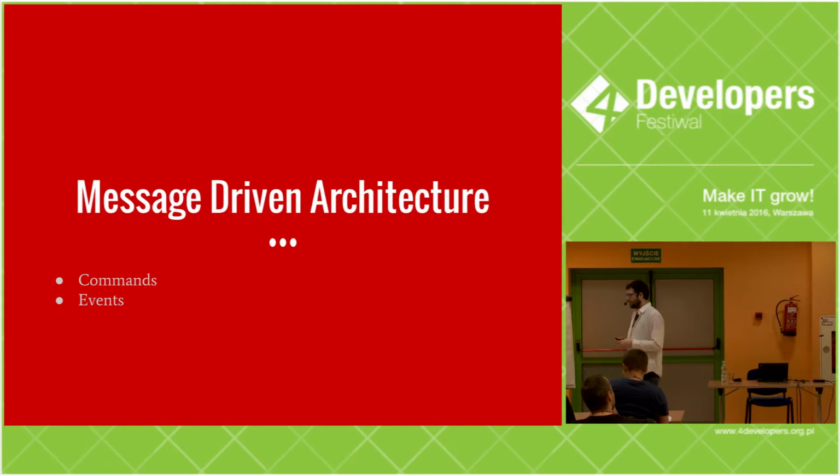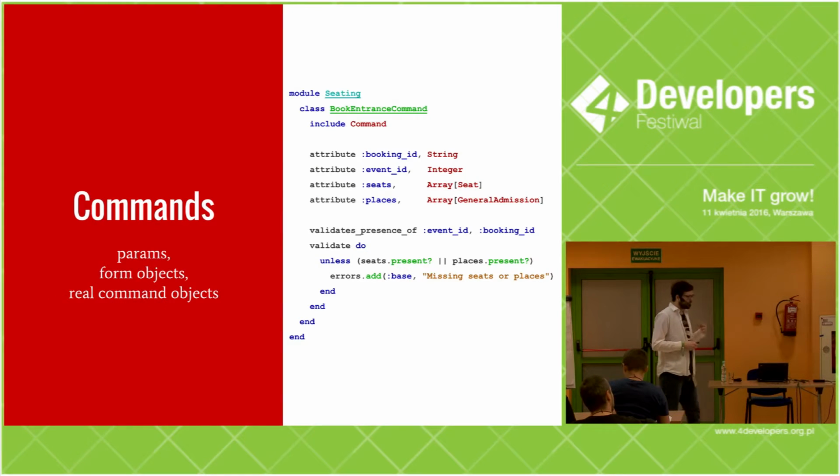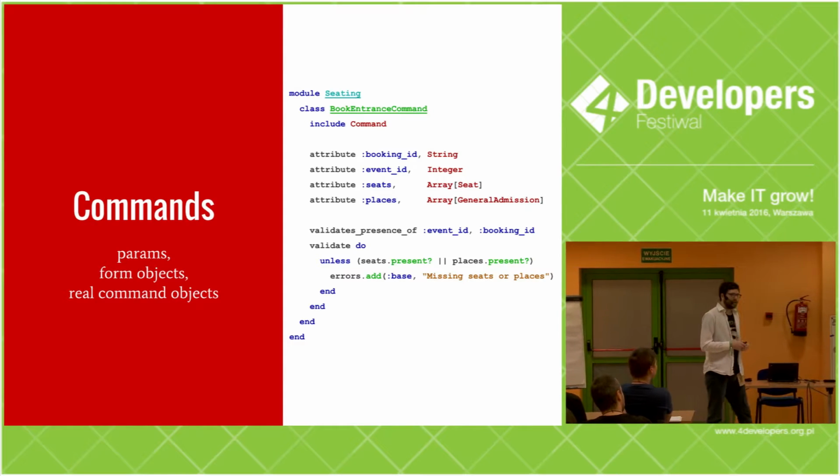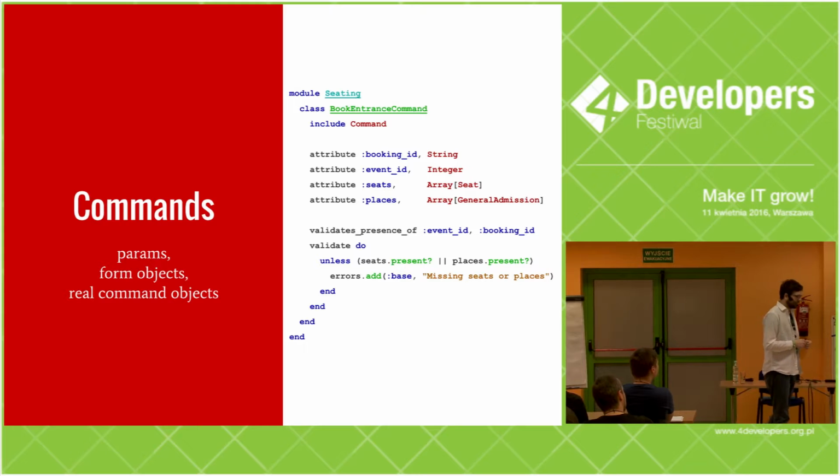So there are two kinds of messages: commands and events. Commands are, at the very beginning when you start your Rails project, your params. You have this simple hash, and it describes how the user would like to update something in your application. As your application gets more complicated and your forms get more complex, you might start to introduce form objects in your applications.